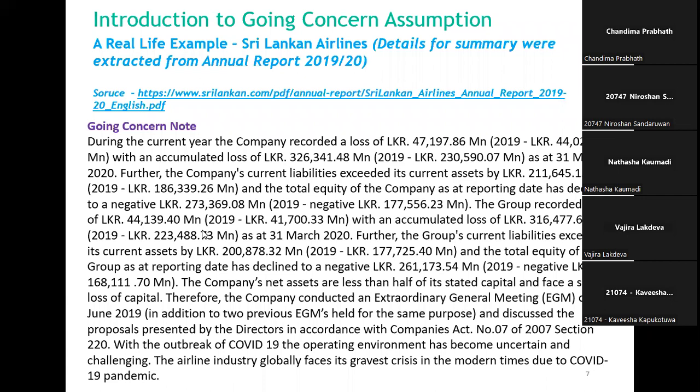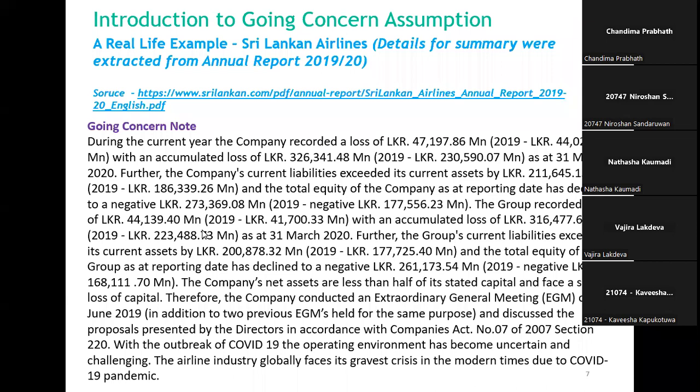right? Which means it has a serious loss of capital as per the Companies Act number 7 of 2007. Now, serious loss of capital means if your net assets are less than half of the stated capital. If your net assets are less than half of the stated capital, then it is considered to be a serious loss of capital. Let's say if your share capital is 100, your net assets is 70, it means your net assets are higher than half of your stated capital.